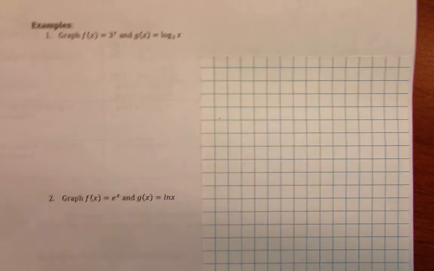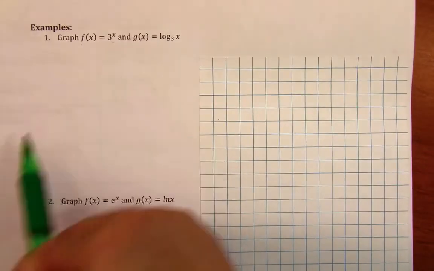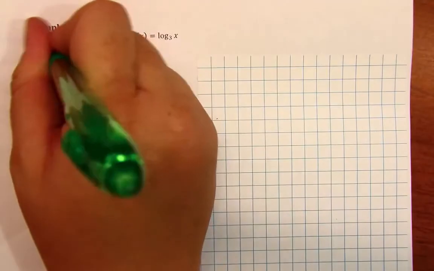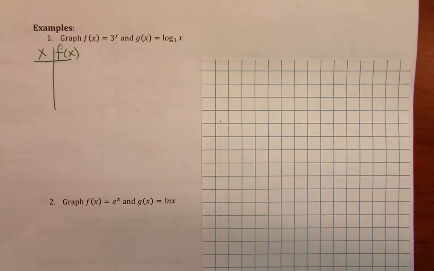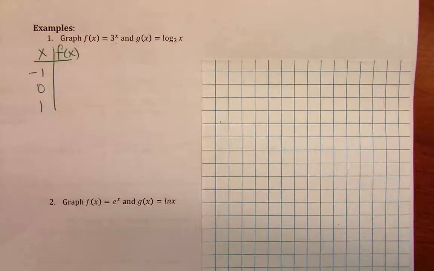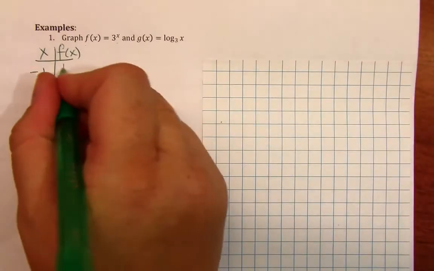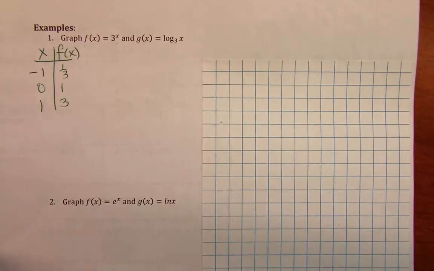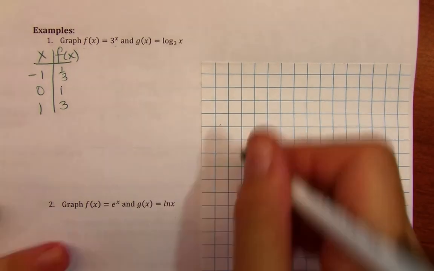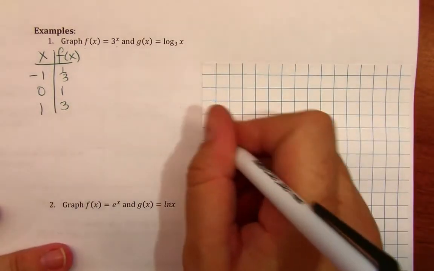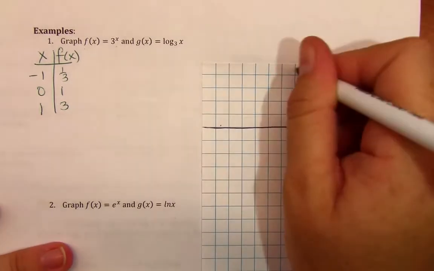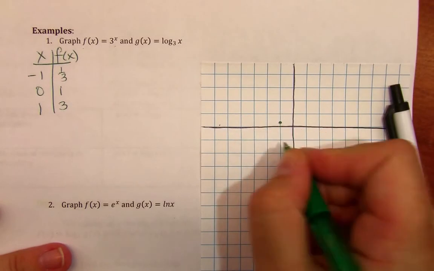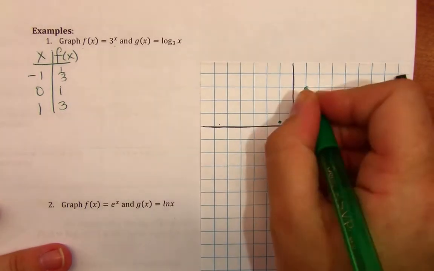So let's look at an example here. It says graph f of x equals 3 to the power of x and the inverse function. Well, we practiced graphing these in our last section, in section 1, and we used -1, 0, and 1. And plugging in -1, I have 1/3, plugging in 0, I have 1, and plugging in 1, I have 3. So let's go ahead and start with that. So I have -1 and 1/3, 0 and 1, 1 and 3.